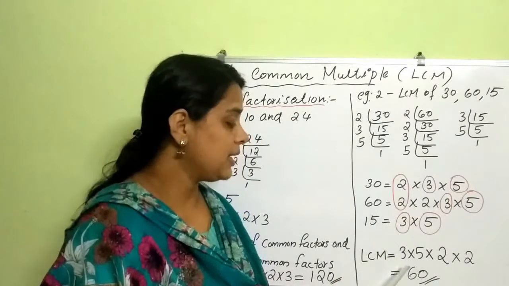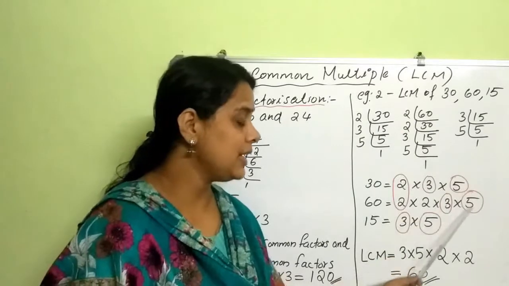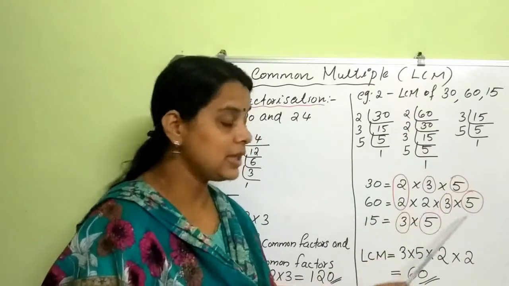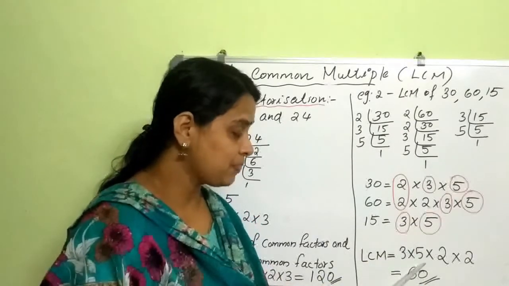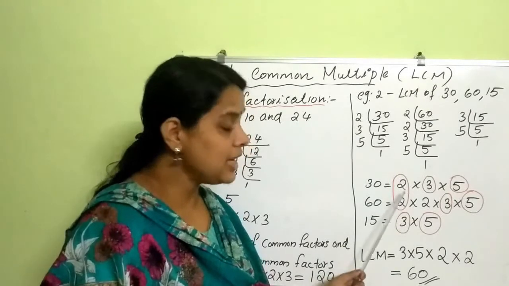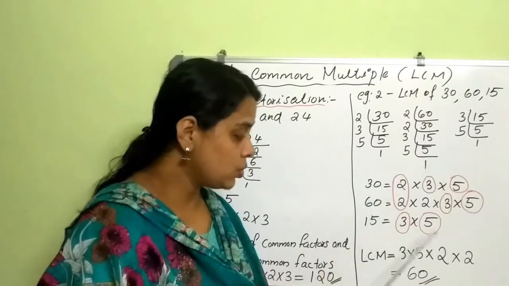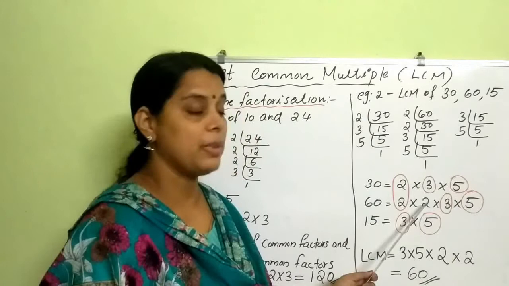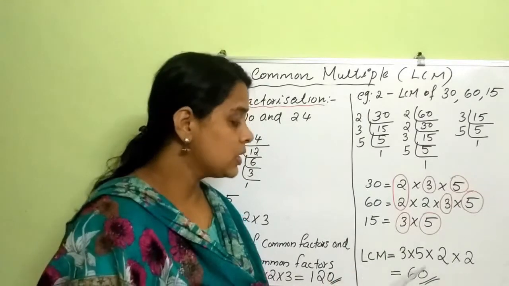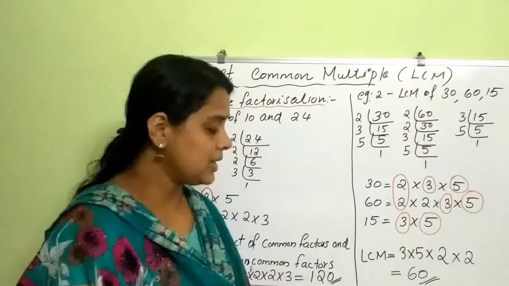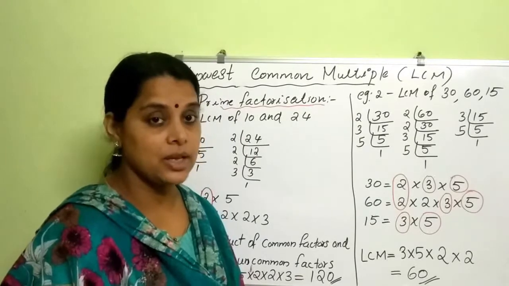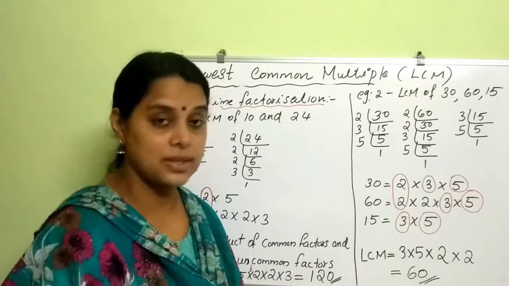When we are finding the product, first we will write the common factor of all the 3 numbers, that is 3 and 5. Then the factor of any 2 numbers, this 2, and the uncommon factor 2. So when we are multiplying, we will get the answer is 60. So the LCM is 60.